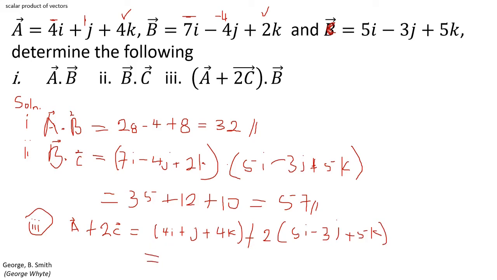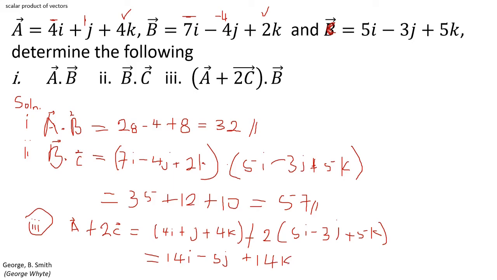2 times 5 will give us 10. 10 plus 4 will give us 14, so this is 14i. 2 times minus 3 will give us minus 6. Minus 6 plus 1 will give us minus 5, so the second term is minus 5j. Then 2 times 5 will give us 10, 10 plus 4 will give us 14, so we have 14k. So our result for A plus 2C is 14i minus 5j plus 14k.